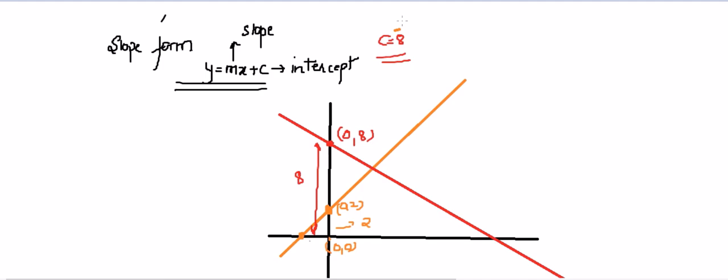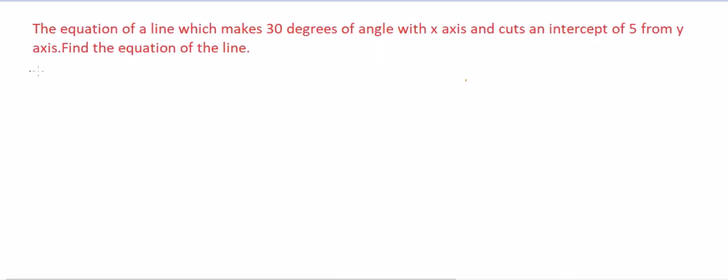Now let me see one question. Okay, now see this question. It says the equation of a line which makes 30 degrees of angle with x-axis and cuts an intercept of 5 from y-axis. Find the equation of the line.